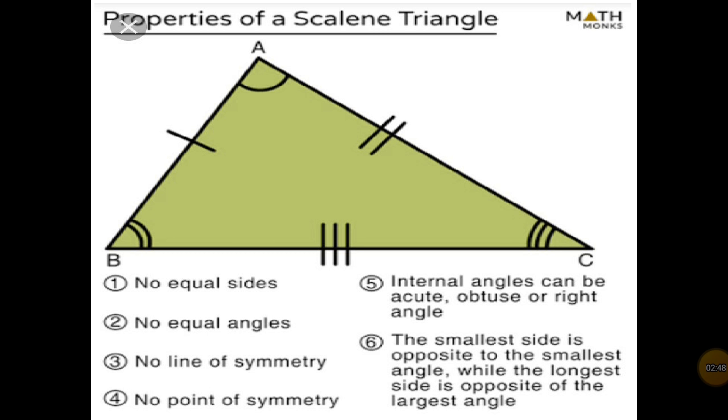Now, number 6, we have the smallest side is opposite to the smallest angle, while the longest side is opposite to the largest angle. So like I said before, the angles are opposite to one another according to their sides and angles.